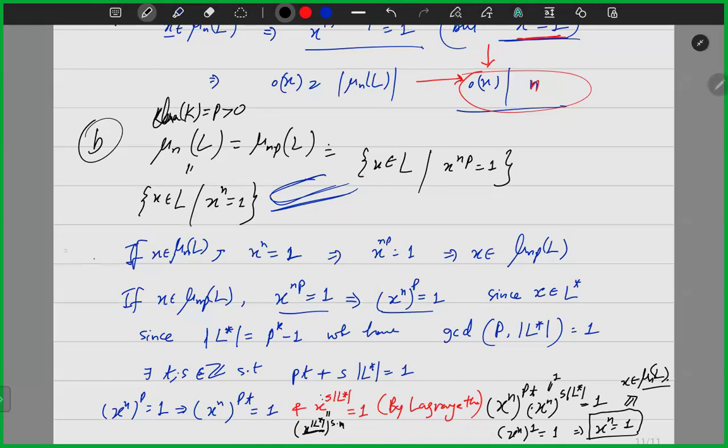So the inclusions in both directions give μ_n(L) equal to μ_np(L). These two give the proof, and that's where I'm ending.